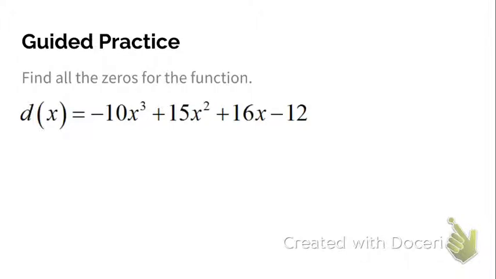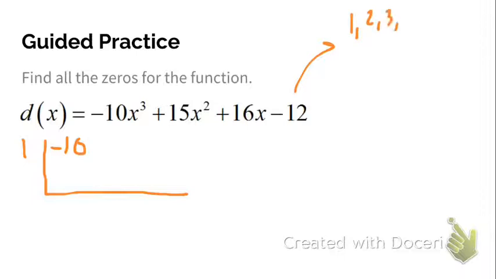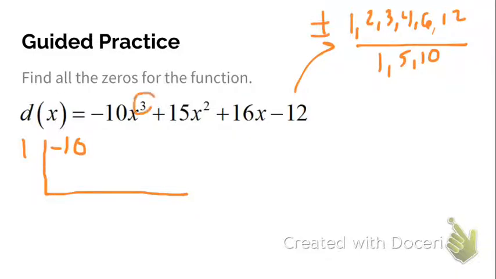So what you would do is synthetic division, and just start trying numbers. Like if you tried 1 with synthetic division, you're looking at all the factors of 12, like 1, 2, 3, 4, 6, 12, over all the factors of 10, like 1, 5, and 10, plus or minus. So there's a lot of things you could check, but since it's a cubic, once we find our first zero, then we could do the quadratic formula with the rest of them.